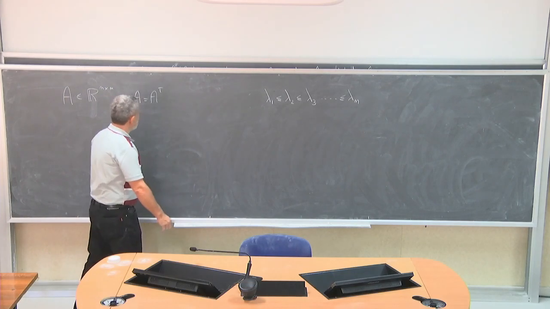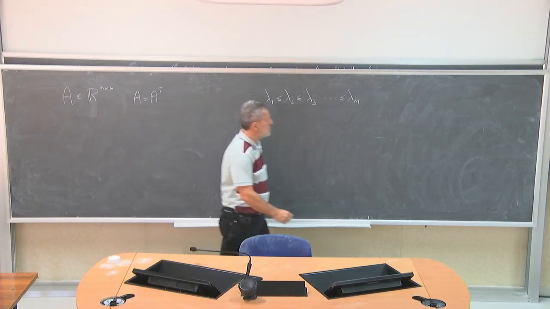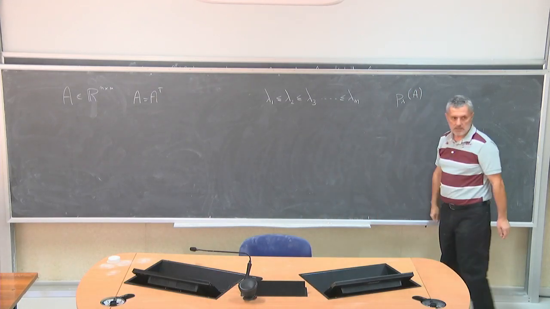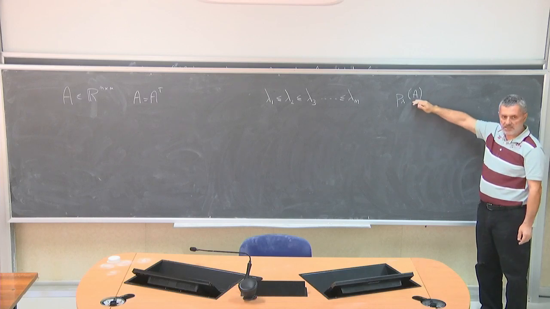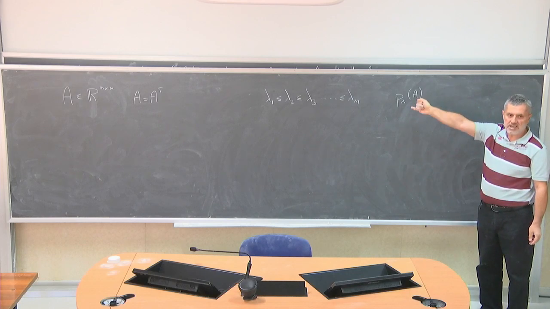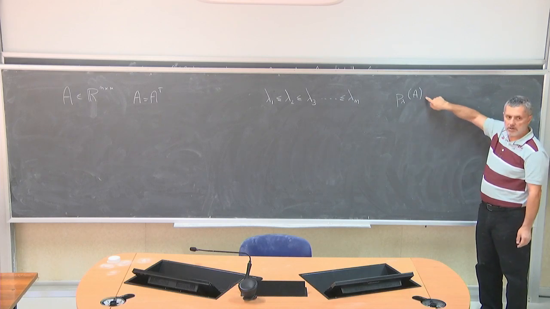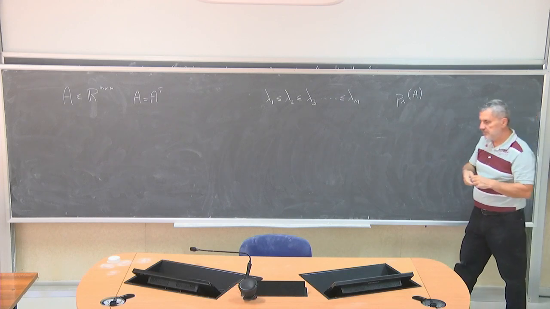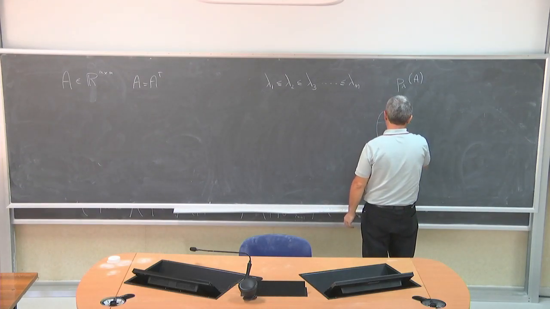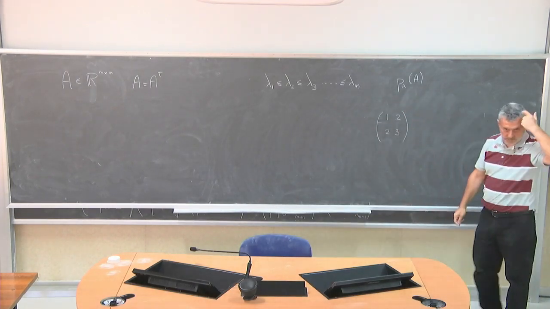Let us take the characteristic polynomial of A. If this polynomial has all positive coefficients, then eigenvalues are all negative. If coefficients are... I'll make one example. Let us take this thing. Okay?